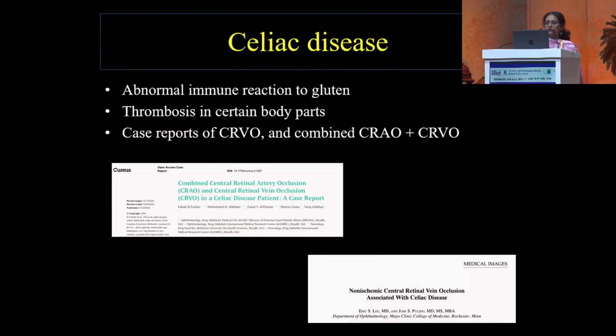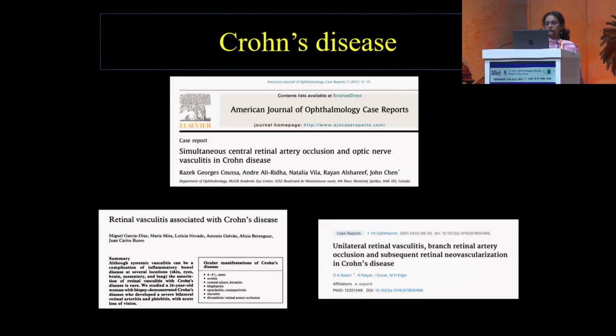Celiac disease, again there is an immune reaction to gluten, and there are case reports of CRVO and combined CRAO and CRVO in celiac disease. Similarly, in Crohn's disease, retinal vasculitis, and simultaneous arterial and venous obstruction of the retinal vasculature.